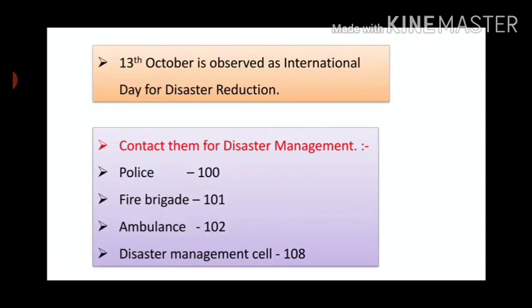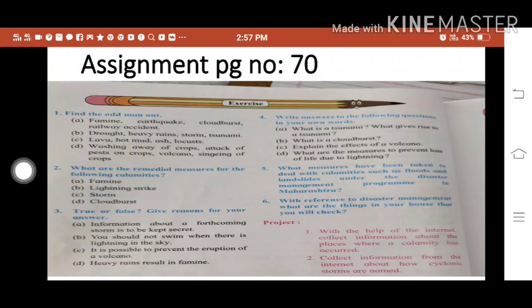Now contacts. These are the contact numbers. When you are in a problem or anything happens, you have to call these numbers for help. Police is 100, fire brigade 101, ambulance 102, and disaster management number is 108.